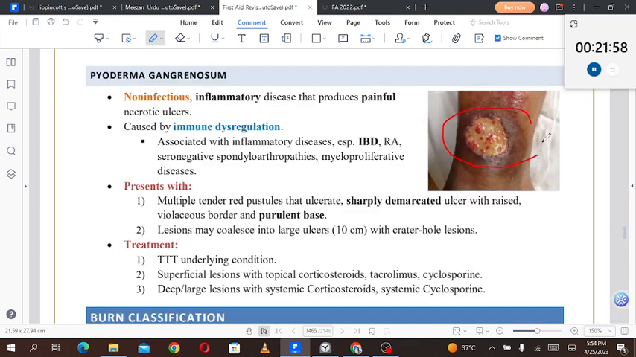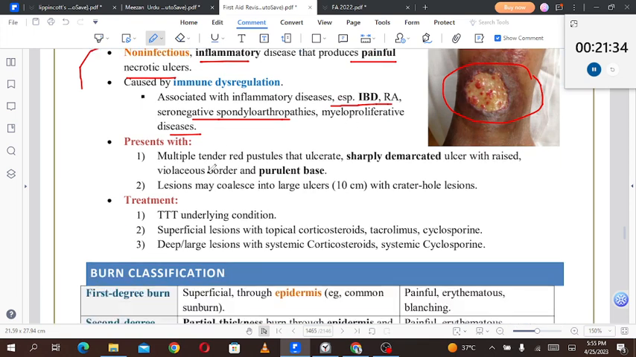Then we have pyoderma gangrenosum. This is the picture of pyoderma gangrenosum, a non-infectious inflammatory disease that produces painful necrotic ulcers. It is caused by immune dysregulation associated with inflammatory diseases, especially inflammatory bowel disease, rheumatoid arthritis, seronegative spondyloarthropathies, and myeloproliferative disease. The big one is that it is non-infectious. Along with that, it is an inflammatory disease that produces painful necrotic ulcers.